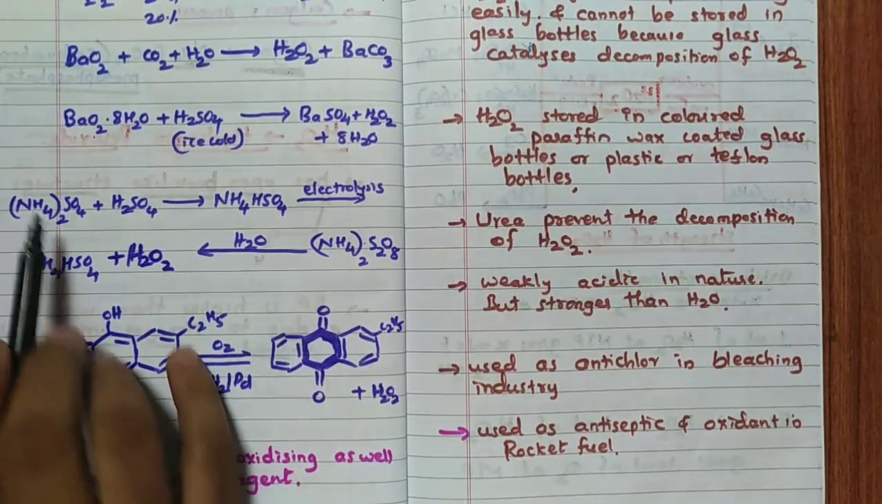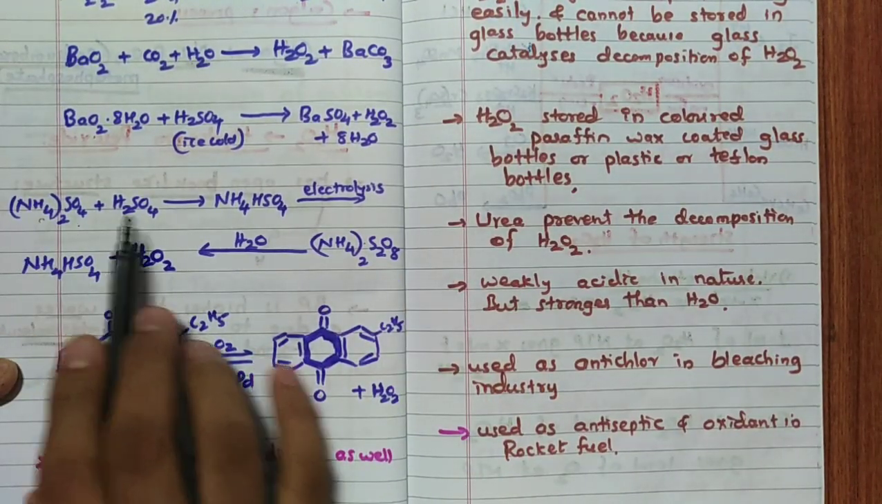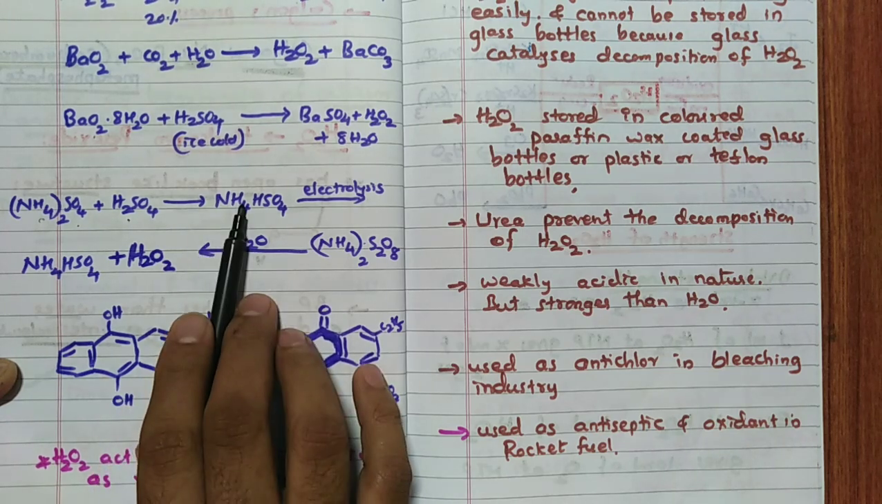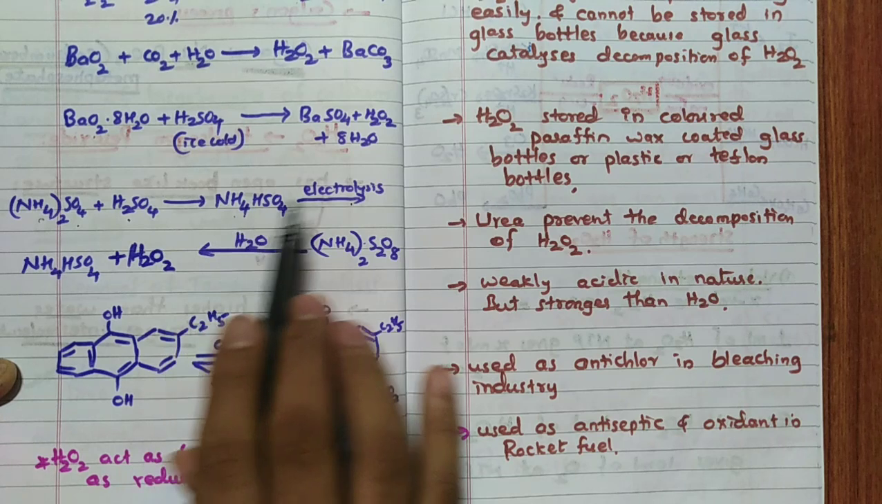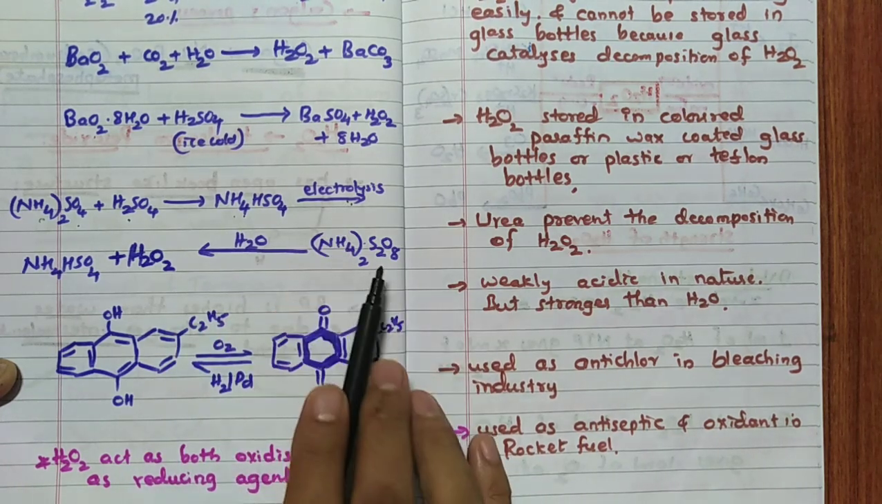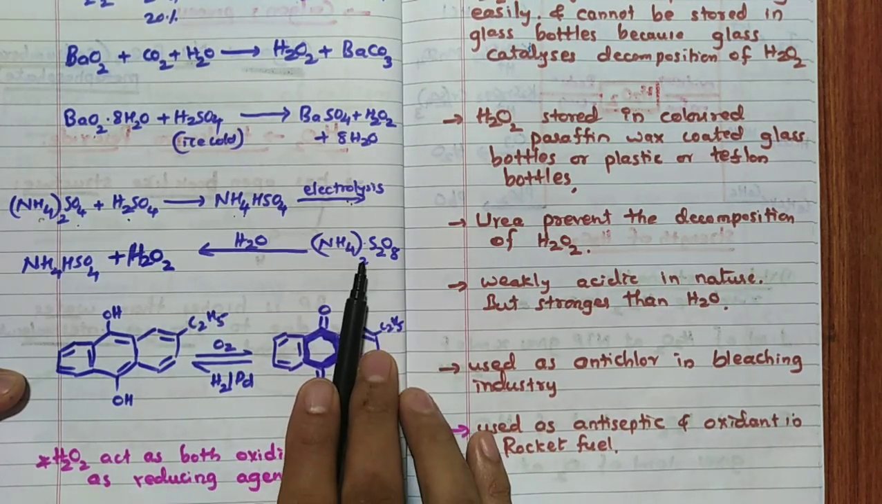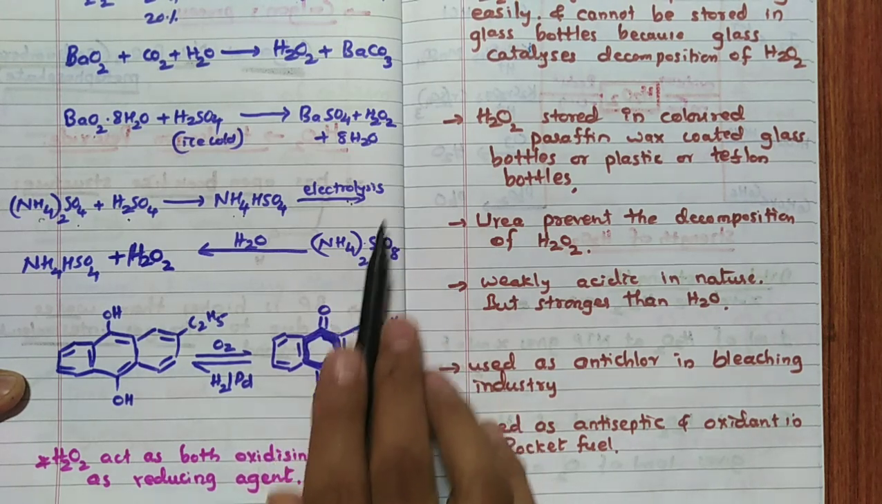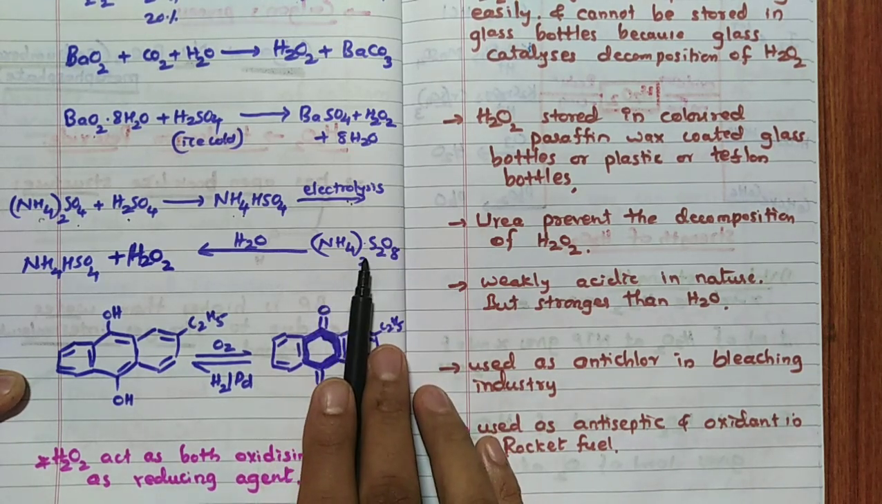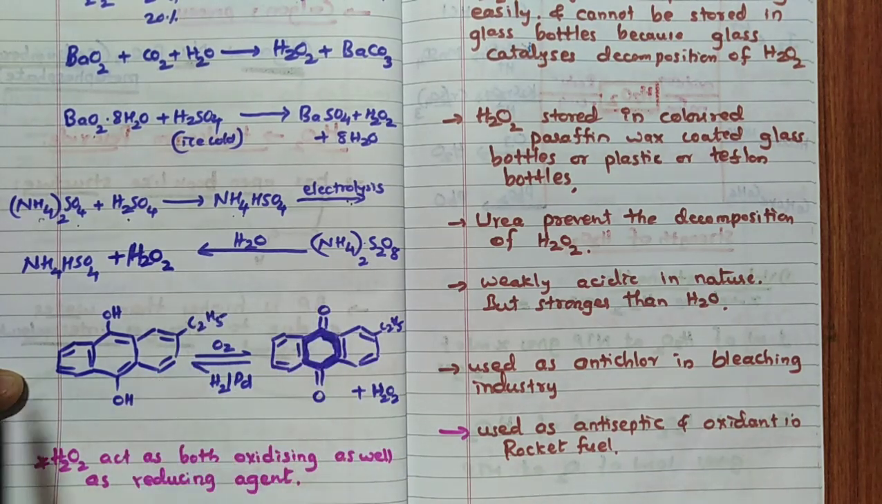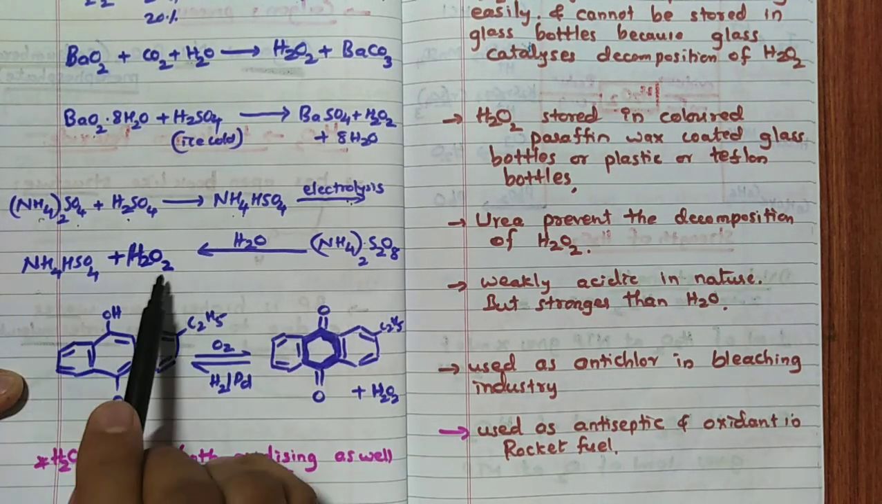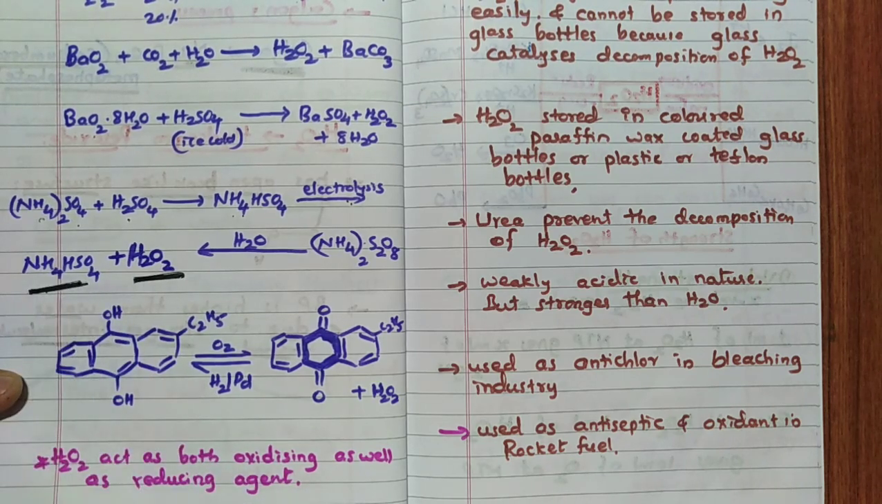Another preparation: ammonium sulfate reacts with sulfuric acid, forming ammonium bisulfate. When this ammonium bisulfate undergoes electrolysis, remember, you are going to get ammonium peroxosulfate, S2O8 2-. This peroxosulfate, which has a peroxide linkage, reacts with water. On hydrolysis, you are going to get H2O2 and ammonium bisulfate.